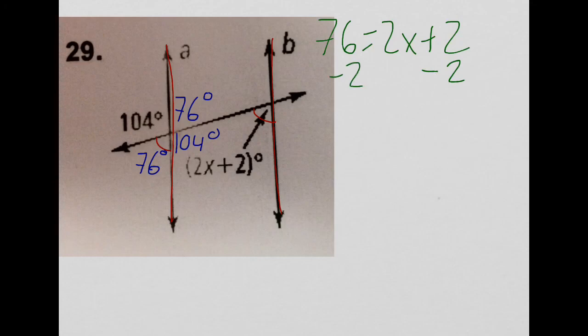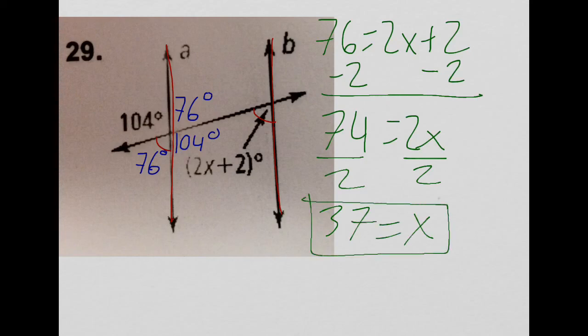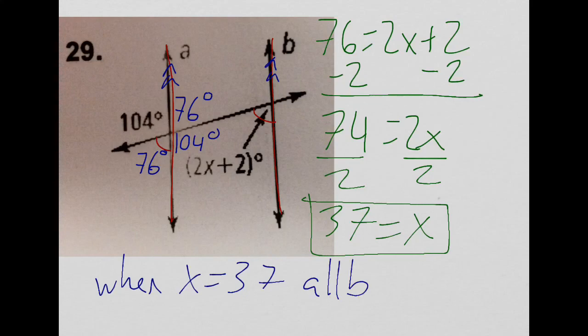Subtract 2 from both sides, and I get 74 equals 2x. Divide both sides by 2, and I get that 37 equals x. So when x is equal to 37, then my angle measures are congruent, my corresponding angles are congruent. So by the converse of the corresponding angles theorem, A is parallel to B. And so for when x equals 37, A is parallel to B.